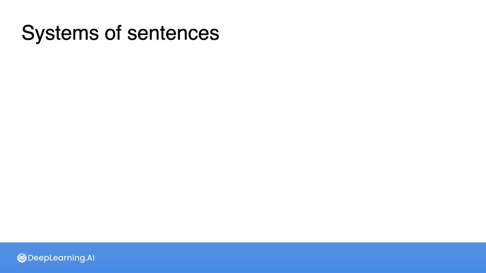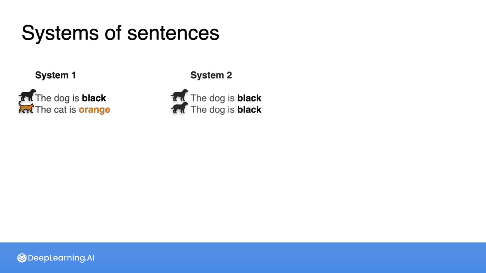Now, for the sake of this example, assume that you only have one dog and one cat and they're both of only one color. You are given some information and your goal is to try to figure out the color of each of the animals. So here's system 1 with the sentences the dog is black and the cat is orange. Then you have system 2 with sentences the dog is black and the dog is black. And finally you have system 3 with the sentences the dog is black and the dog is white.